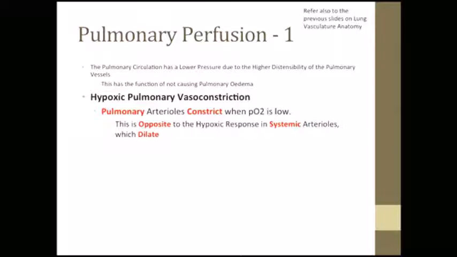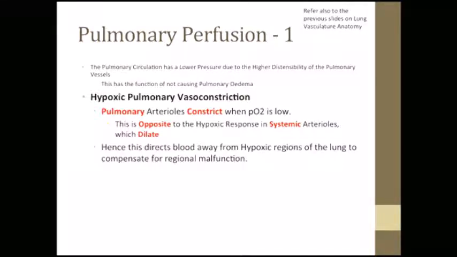The reason behind this is that in systemic arterioles, if you have a lack of oxygen, what do you want to do? You want to provide more blood to the area, so you dilate, you reduce resistance, and therefore more blood can flow to the area to provide more oxygen. However, in the lungs, if you have a region of hypoxia, you don't want to provide more blood to the area. What you want to do is move the blood somewhere else where it's more useful. So basically, you direct blood away from the hypoxic region by constriction. You constrict the hypoxic sites, and blood flows to the more functional sites.